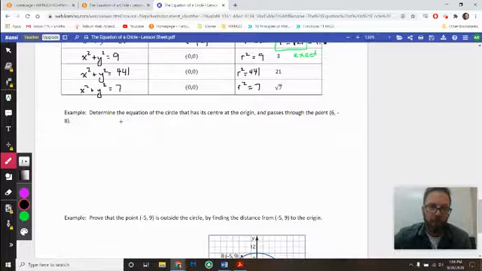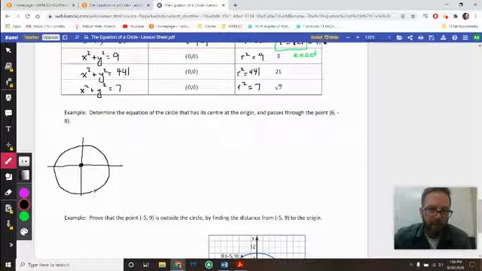But let's do this question here. We want to determine the equation of the circle that has a center at the origin and passes through the point 6, negative 8. So just draw a very rough sketch here. Center at the origin. Here's our circle. 6, negative 8 is like somewhere down here.